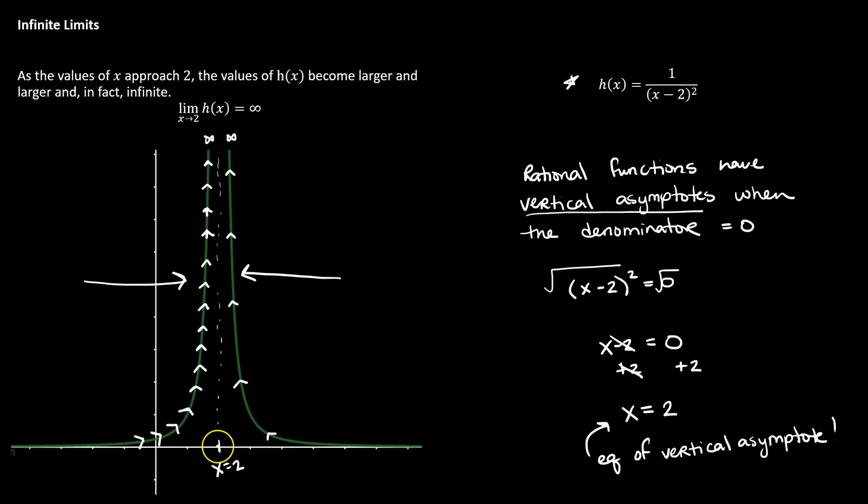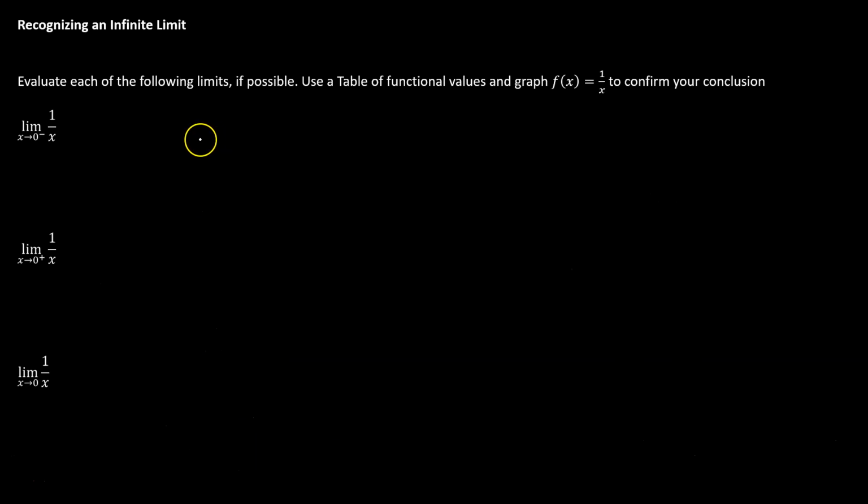So functions that have vertical asymptotes will have infinite limits. In this case, both the left side of the vertical asymptote and the right side of the vertical asymptote went all the way up to infinity. But that's not always true. Let's take a look at this function. We're looking at the function 1 over x, and we're trying to evaluate the limit using a table of values, and then we're going to use a graph to confirm our conclusion.